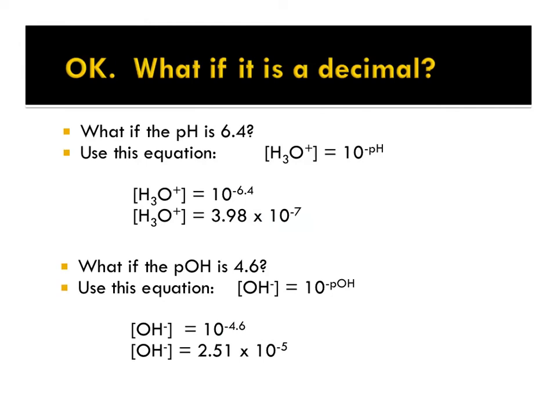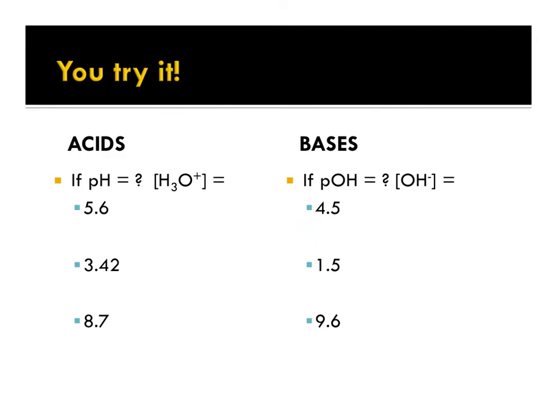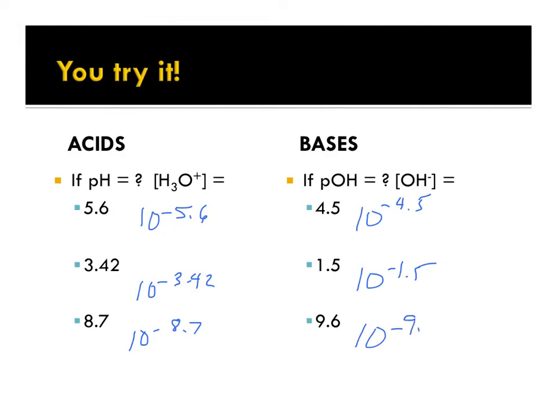And here it is, just typed up nicely. Okay, so if we're given the pHs, you can try the H3O plus. So again, we're just doing 10 to the negative 5.6, or 10 to the negative 3.42, 10 to the negative 8.7. Over here in the bases, it doesn't matter if we're looking at pH or pOH, we're still looking at that concentration. 10 to the negative 4.5, 10 to the negative 1.5, and 10 to the negative 9.6.